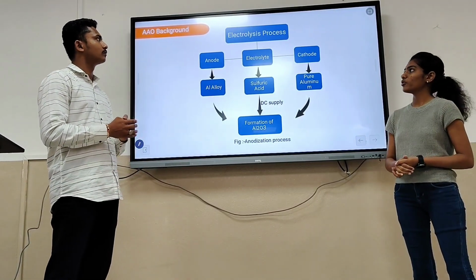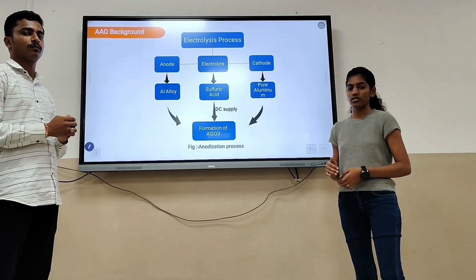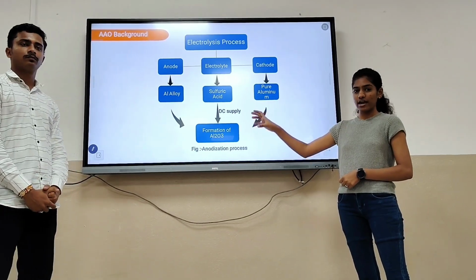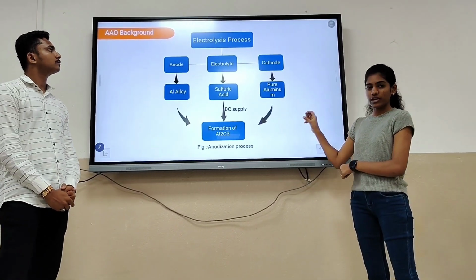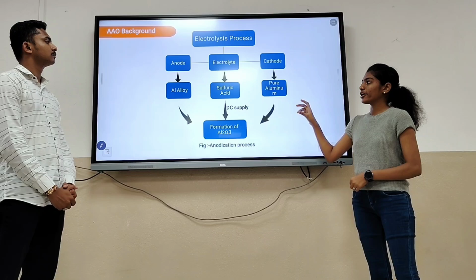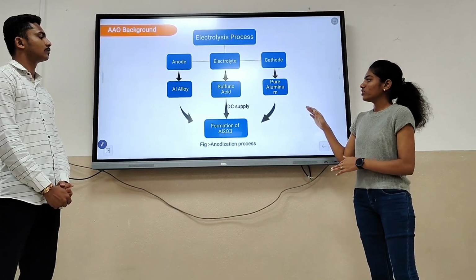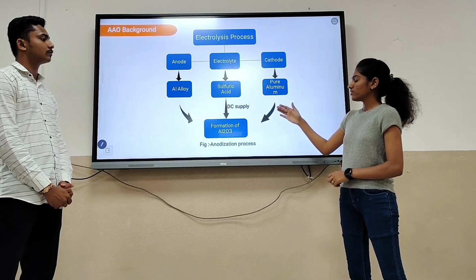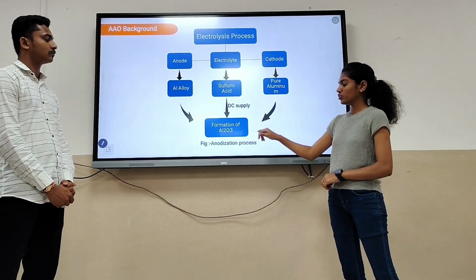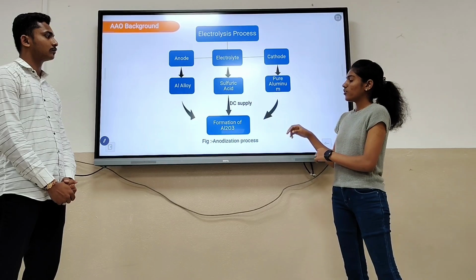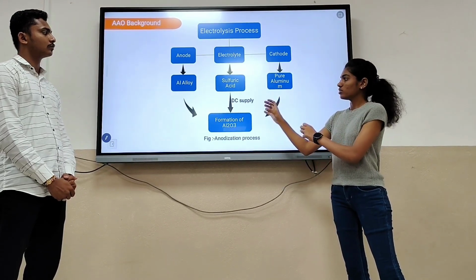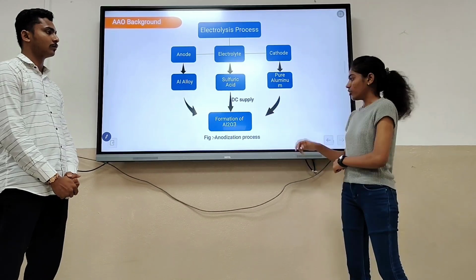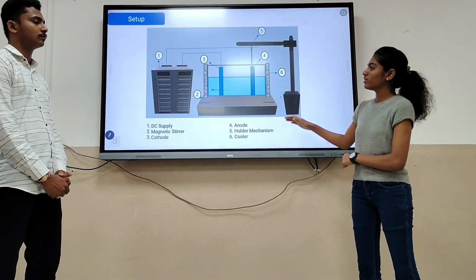Now I am explaining the AAO background, that is anodized aluminum alloy. For this we are considering our aluminum alloy as the anode and we have taken pure aluminum as the cathode. Then we used an electrolyte of sulfuric acid. We give the DC supply, and then Al2O3 is formed and deposited on our anode, that is the aluminum alloy. So this is our setup.